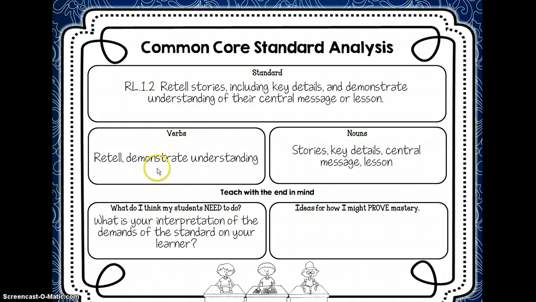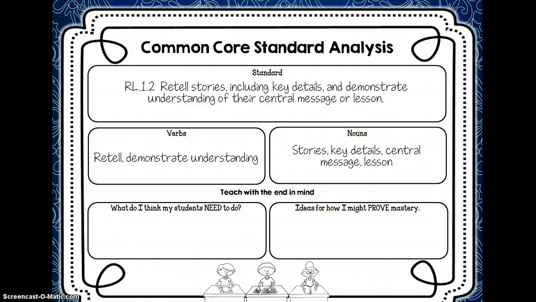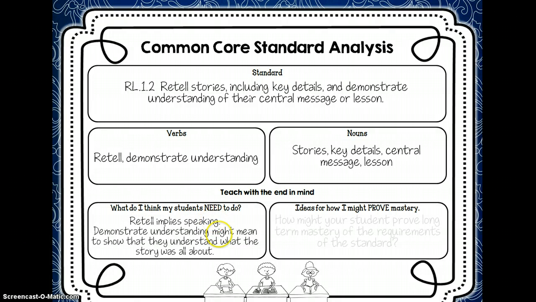Okay? So then what do I think my students need to do when I'm looking at this standard? What's my interpretation of the demands that this standard is going to put on my learner? For this particular standard, I feel like retell implies speaking. I want my students to talk to me about what they recall from the stories that they've heard me read to them. I want them to demonstrate their understanding by showing that they understand what the story was all about. So maybe making that, like I said before, a synthesized thought, not a long rambling diatribe, but something that is short and sweet and to the point.